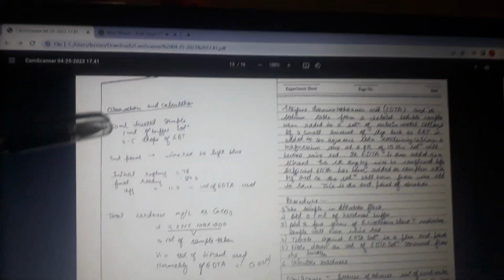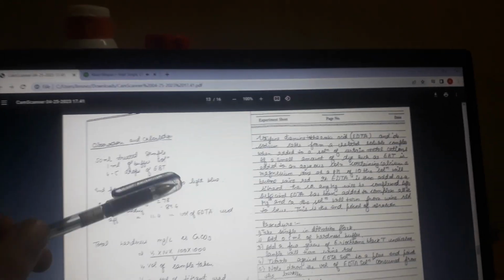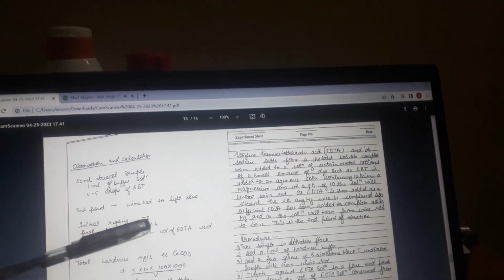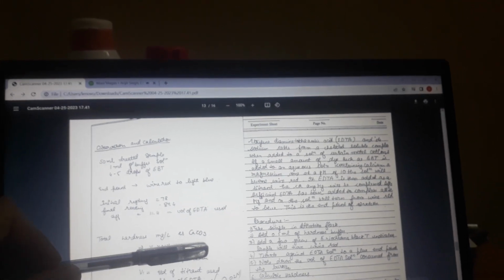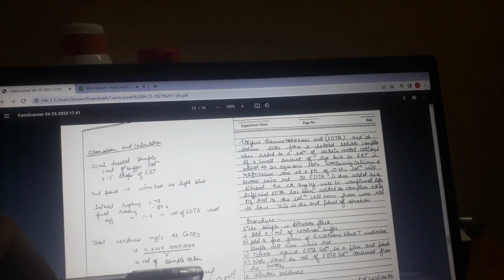Observation and calculation: 50 ml titrated sample, 1 ml of buffer solution, 4 to 5 drops of EBT. End point: wine red to light blue. Initial reading 78, final reading 89.4, difference is 11.4, which is the volume of EDTA used. Total hardness in milligram per liter as calcium carbonate equals V1 into N into 100 into 1000 divided by V, where V is the volume of sample taken.